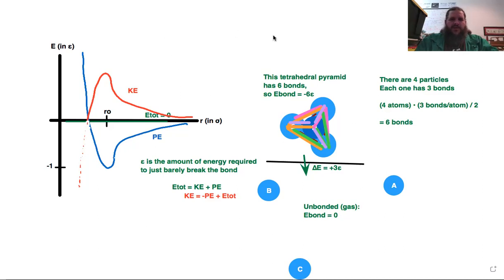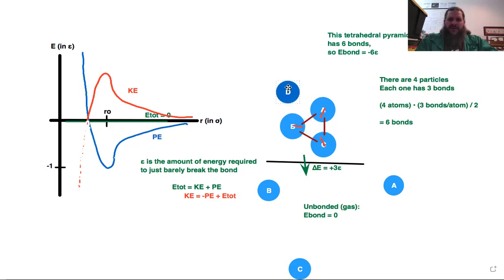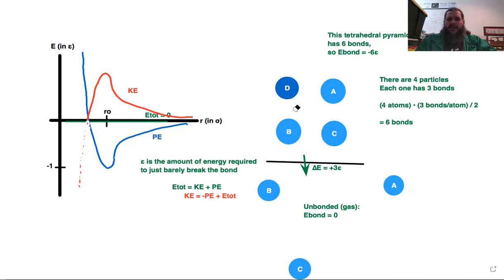Let's keep the same 4 particles, but let's move them around a little bit. Let's say instead of a 3-dimensional tetrahedral pyramid, we're in a 2-dimensional situation. Let's say we're only in 2 dimensions, and these particles form into a square shape for other reasons. Maybe there's some sort of crystal structure going on due to the way the particles interact with each other. In that square shape, how many bonds do we have?